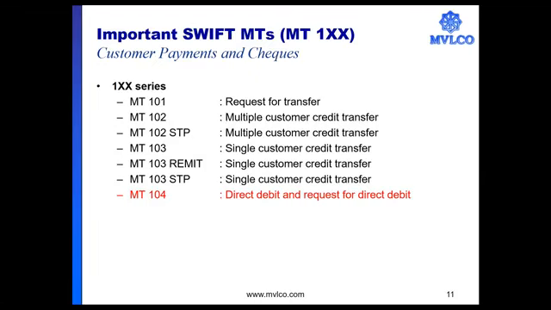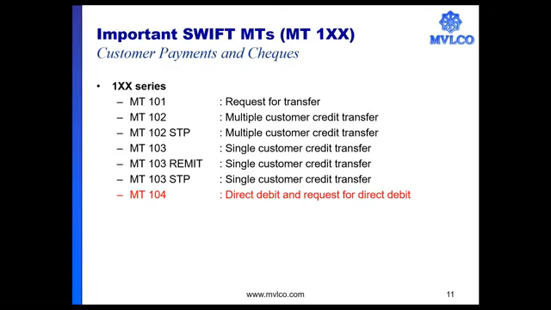The MT104 which you see in red on the screen, which we are not going to discuss at this point because it's a pull message, is about a direct debit and a request for direct debit. So to summarize, we'll have MT101, 102, 103, which we will be discussing today. 104 is what we will not be discussing today.